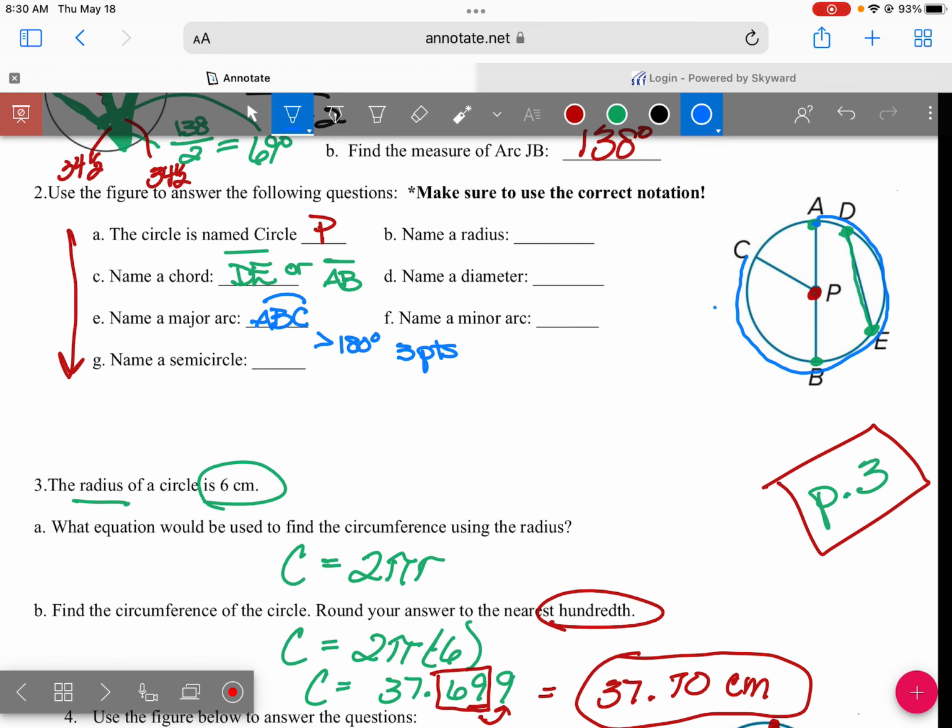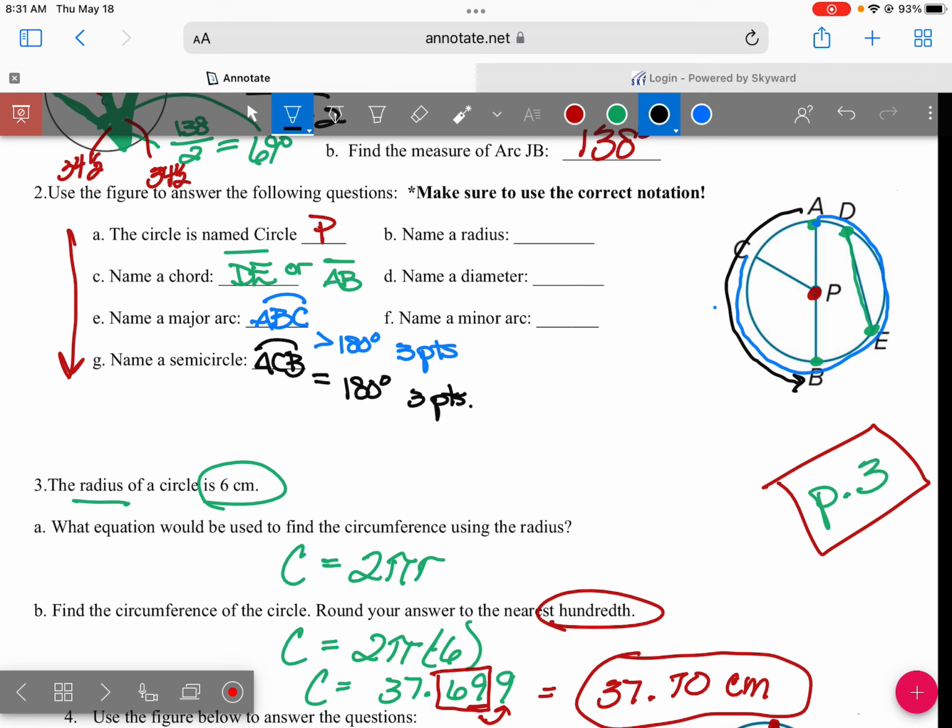How about a semicircle? ACB. Yes, ACB. So a semicircle ACB, and you need to put that arc over it, is going to equal 180 degrees exactly. And again, you need 3 points. So a semicircle and a major arc, you need 3 points.